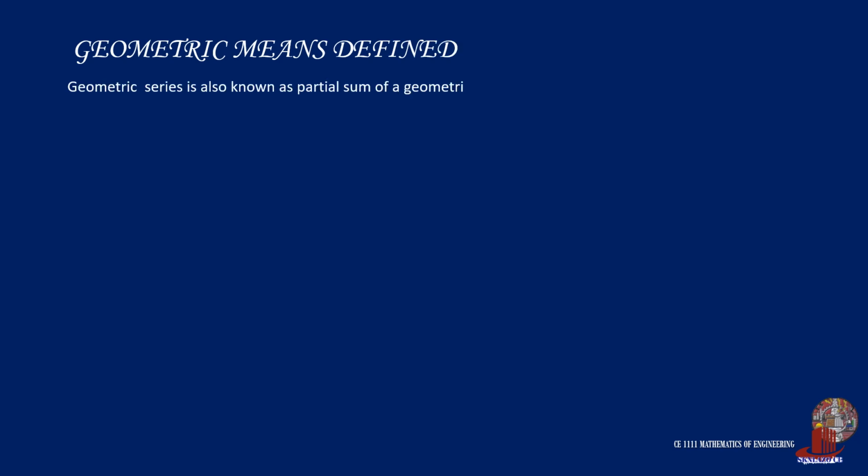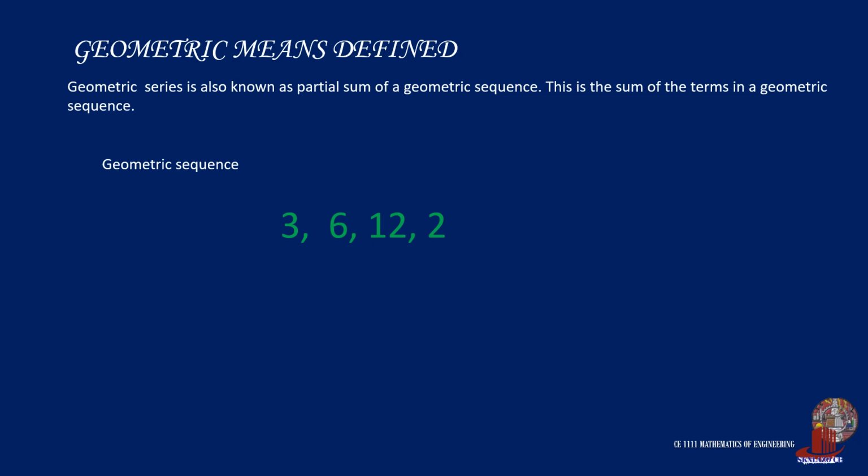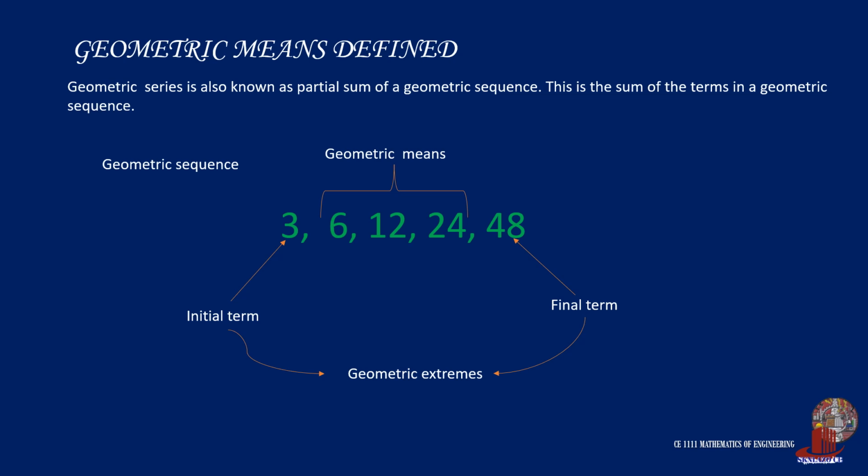Like arithmetic means discussed in the previous video, geometric sequences also have means. In a sequence like 3, 6, 12, 24, and 48, 3 is the initial term, and 48 is the final term. Such first and last values in the sequence are what we term as geometric extremes, and terms such as 6, 12, and 24, or those within the extremes, are called geometric means.